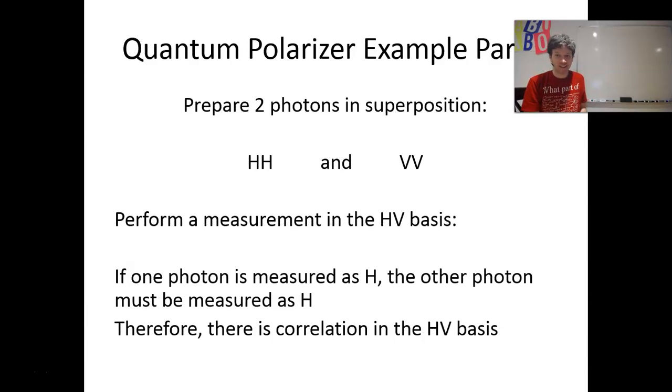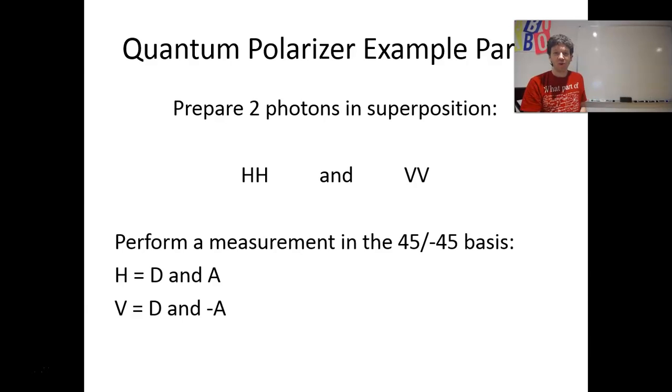The interesting thing is when we make a measurement in the diagonal or anti-diagonal basis, or the 45 minus 45. So we can rewrite horizontal in terms of diagonal and anti-diagonal. That just means horizontal is going to be diagonal plus anti-diagonal. And vertical is going to be diagonal minus anti-diagonal.